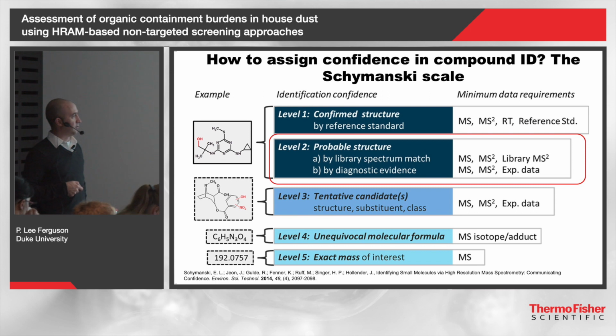Level 3 is where we don't have library matches, and so this is actually where the hard work begins. Level 4 is when we can only get an unequivocal molecular formula. I just showed you how that can be difficult even with 1 ppm mass accuracy from mass measurement alone. And then level 5 is only when we have an exact mass of interest. So let's take a little bit of a deep dive into how we do a good job with level 2 identifications and how we address that.